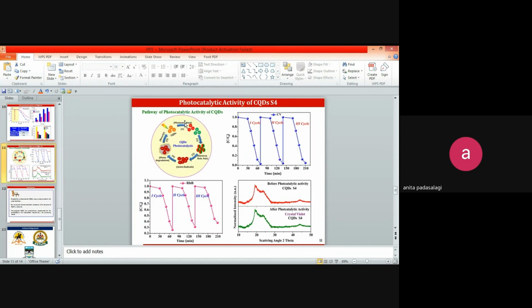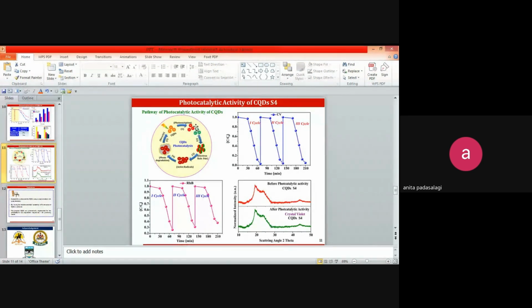This is the mechanism of how it is happening. The carbon quantum dots are exposed to solar light, and the electrons present at the HOMO levels are excited to the LUMO levels, creating holes in the HOMO levels. Through this photoexcitation, electron-hole pairs are formed.